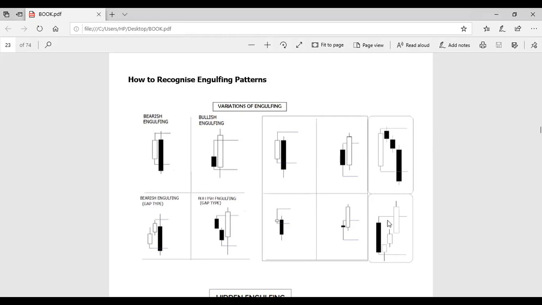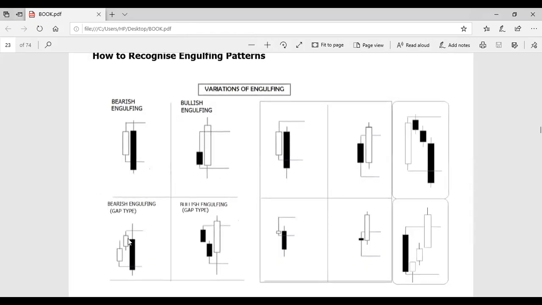The same in the other way around, this is bullish engulfing. As long as we have 1, 2, 3 that engulf both the high and the low of this candle, we have engulfing, or the body, we have engulfing. So this is engulfing. We call this a gap engulfing. Here price opens lower than the close, but as long as the wick covers up the body, it's engulfing.